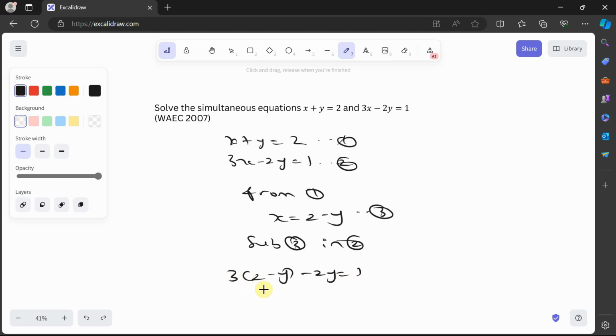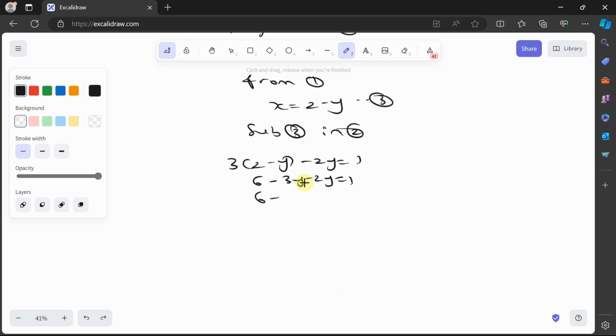So 3 times 2 is 6. 3 times y is 3y, minus 2y is equal to 1. So 6 minus 3y minus 2y will give me 6 minus 5y is equal to 1. So minus 5y is equal to 1 minus 6. Minus 5y is equal to minus 5. And then y would just be equal to what? 1. Because if I divide both sides by minus 5, my y will be equal to 1. So I can substitute y in equation 3.